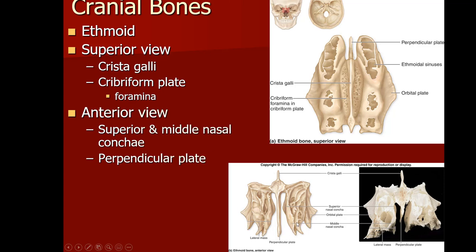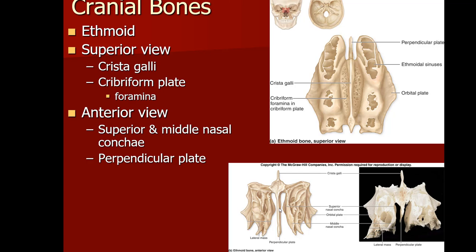Then the front view of the ethmoid looks like this. So again, you see the crista galli there. But then this big projection going downward is called the perpendicular plate. The perpendicular plate is relevant because it's going to form a division in your nasal cavity. If you can envision going inside your nose, there's a cavity that air would go into. Well, that cavity is split into a left and a right. That perpendicular plate separates the cavity. So that's called the nasal septum. So the perpendicular plate helps form the nasal septum.